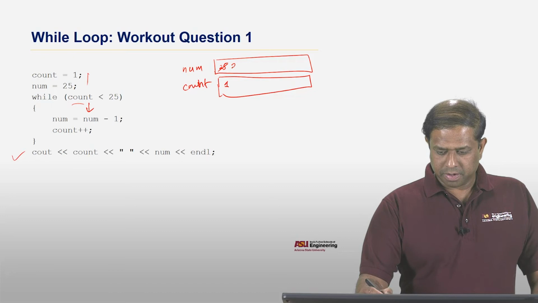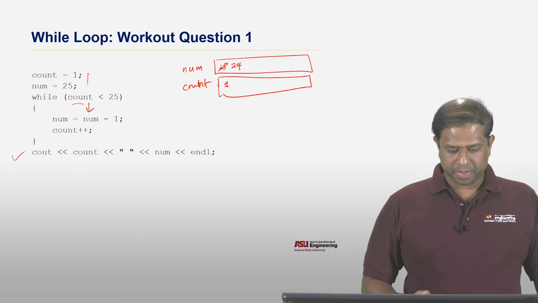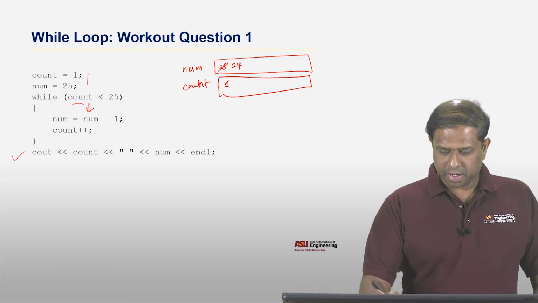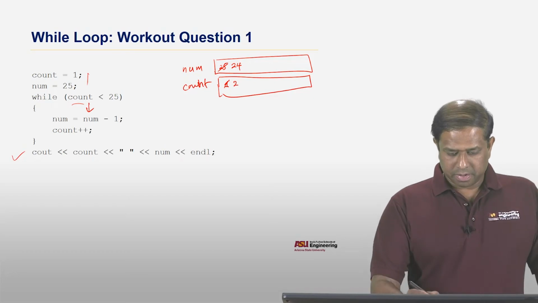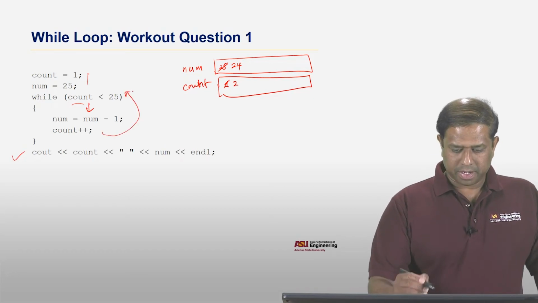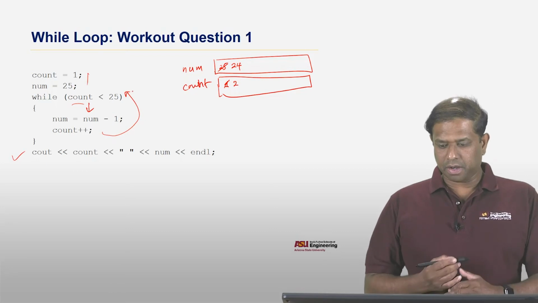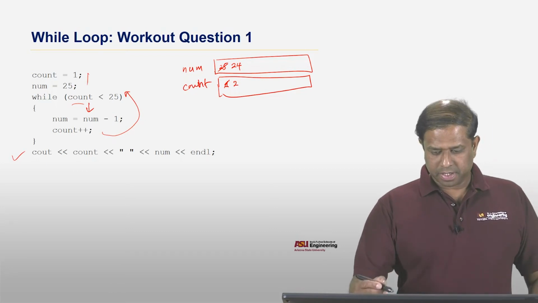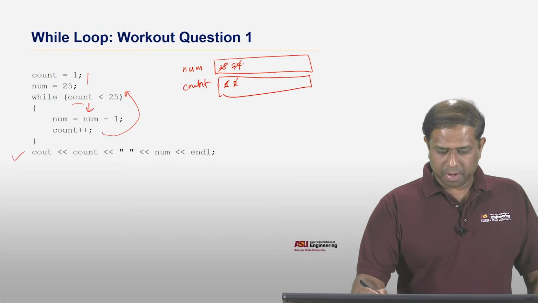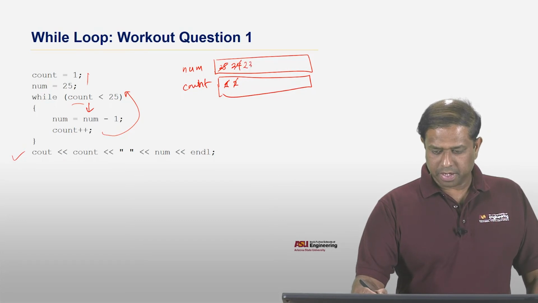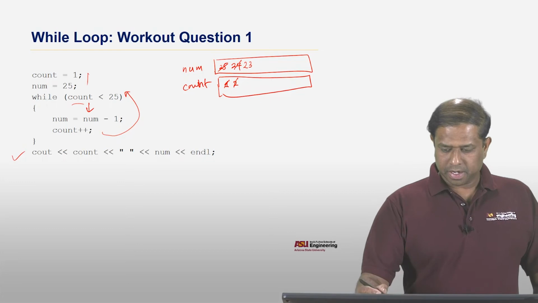So then num is going to be 24, right? And then increment count by 1. So then count will be 2, right? So after that, we come back here. When you come back here, we check whether the count is less than 25. Certainly count is less than 25, that's 2. So therefore we go inside and then decrement num by 1. So then num is going to be 23, and then increment count by 1.